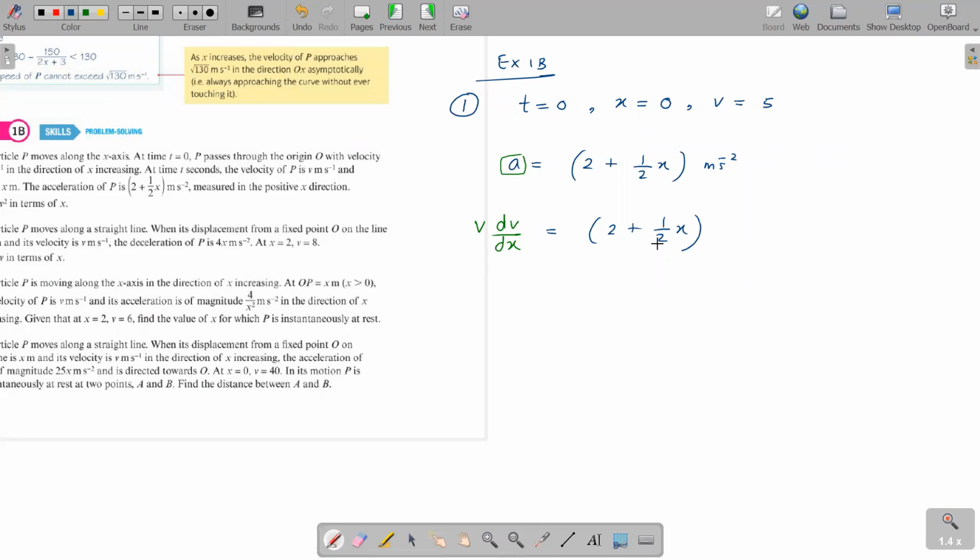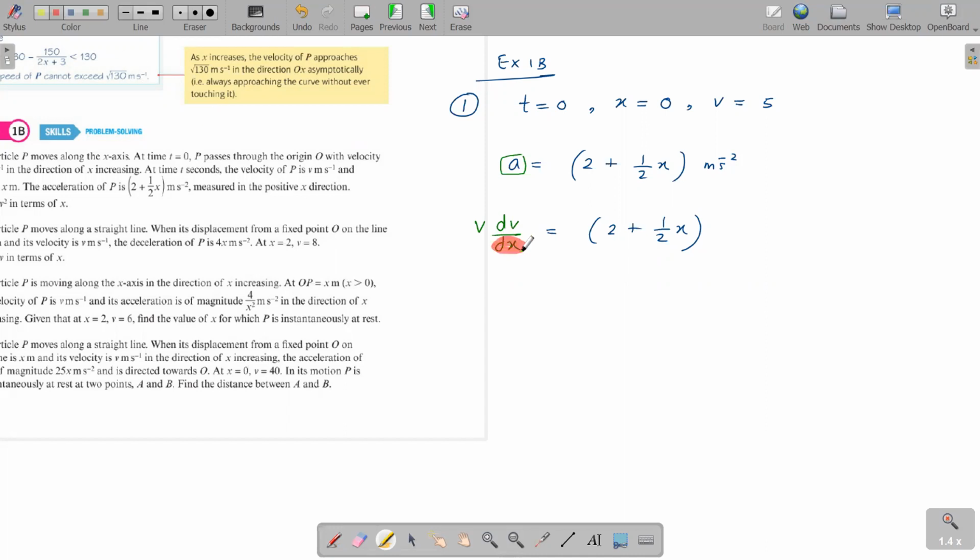Now I'm trying to get the v equation with respect to x. So the next step is we separate the variables, meaning I'll take the dx. Can you see here the dx?